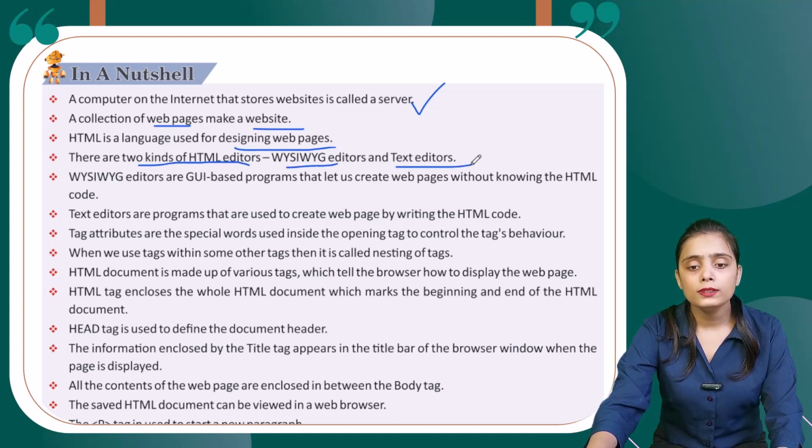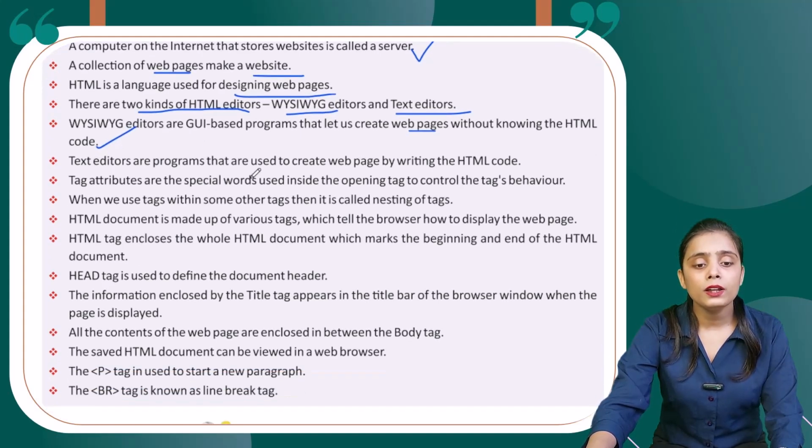The first one and the second one: what you see is what you get editors, and text editors. What you see is what you get editors are GUI based editors, GUI based programs that let us create web pages without knowing the HTML code. Now text editors are programs that are used to create web pages by writing the HTML code. In a text editor we have to write the code.